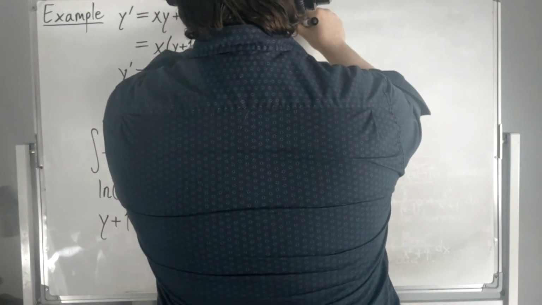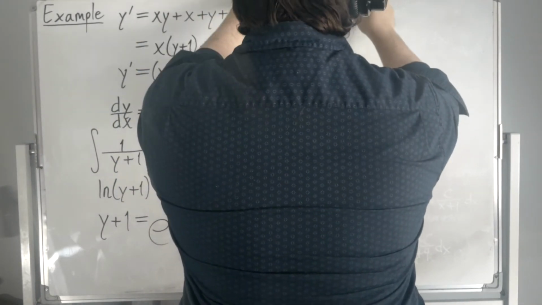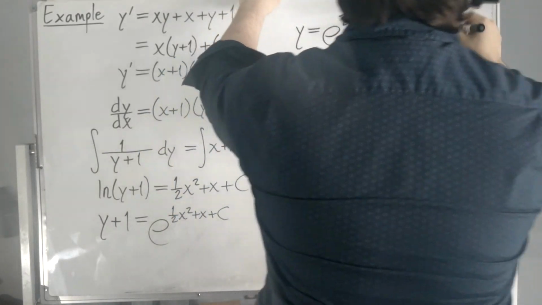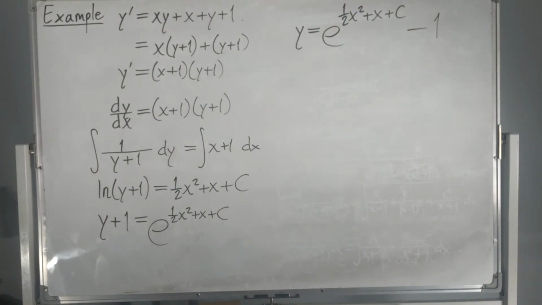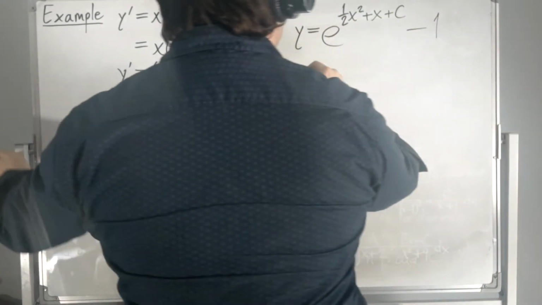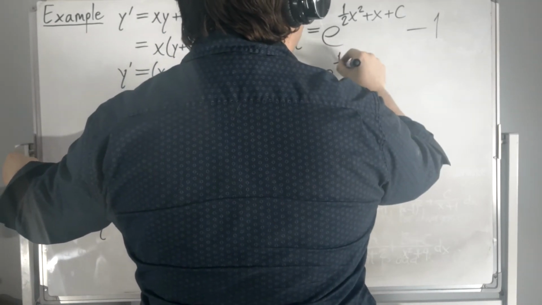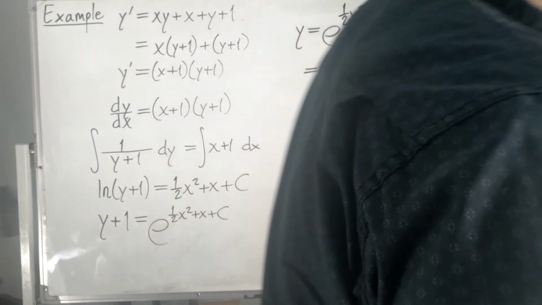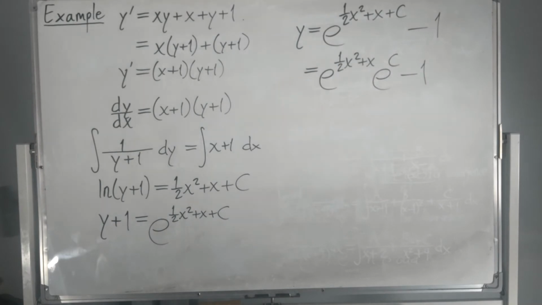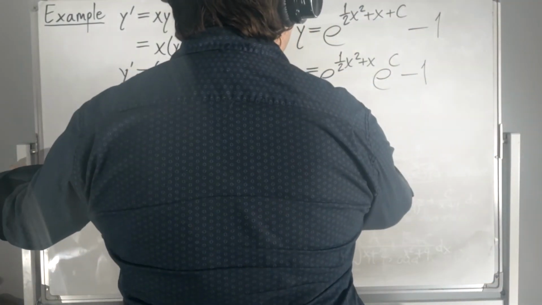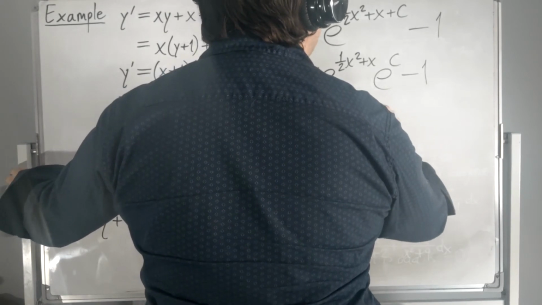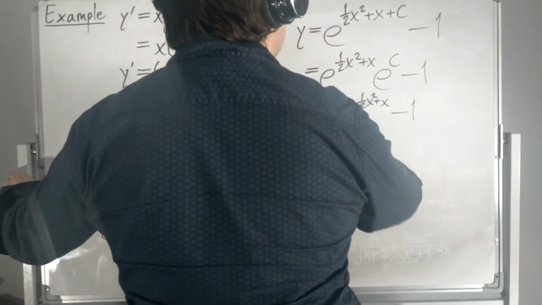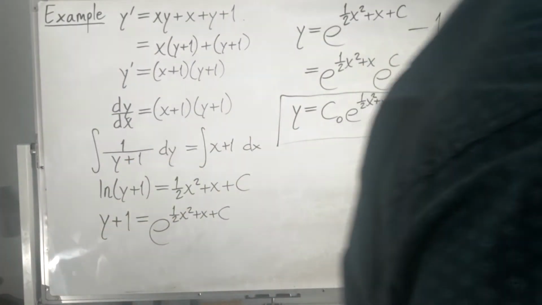Subtract 1 from both sides, you get y equals e to the 1/2 x squared plus x plus c minus 1. And then again, we have addition in the exponent, so we can write this as e to the 1/2 x squared plus x times e to the c, minus 1. E to the c we could rename as, I don't know, c0. So then this becomes c0 e to the 1/2 x squared plus x minus 1. And that becomes our general solution.